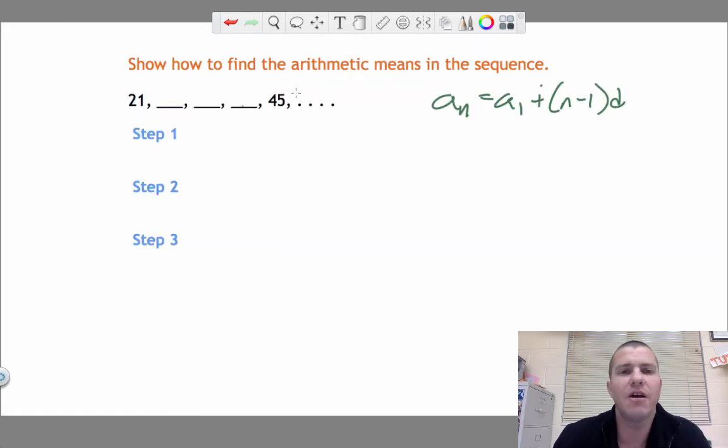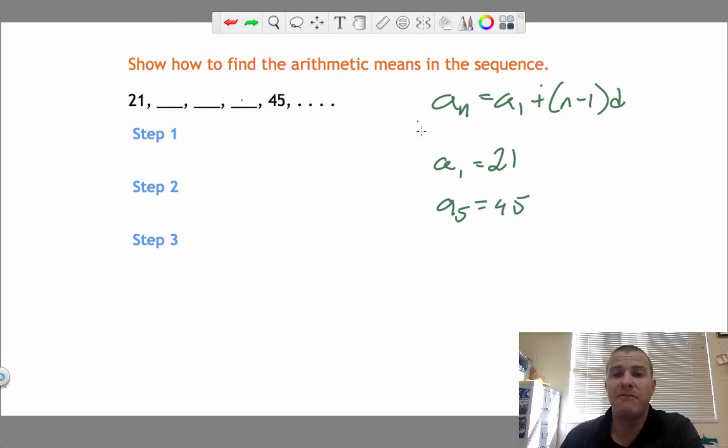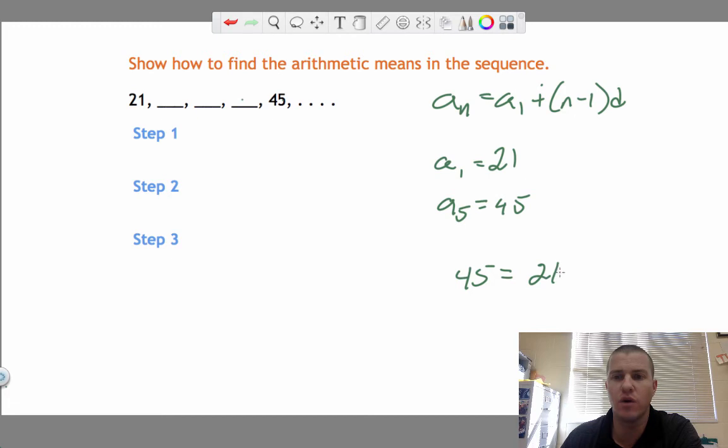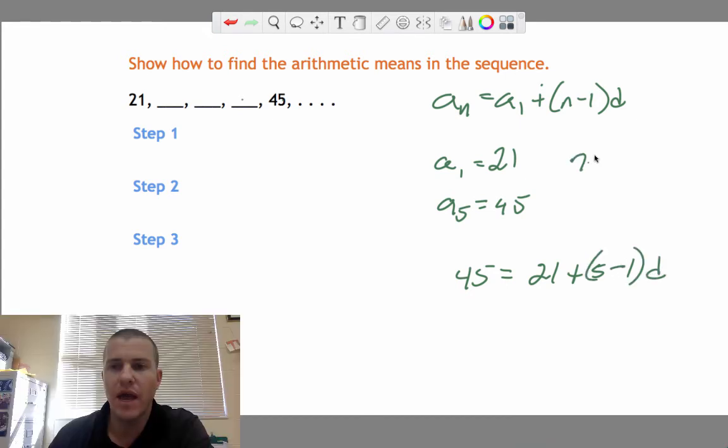So in this one, you're finding the arithmetic means in the sequence, which means you're finding the missing terms basically. What I know is I know a sub 1 is 21, and I know 1, 2, 3, 4, 5, a sub 5 is equal to 45. So by knowing that, I can find the common difference. So I'm going to plug a sub 5 in for a sub n, which is going to be 45 equals a sub 1, which is 21, plus, and this is a sub 5 or the fifth term, so I'm going to plug 5 in for n. So n is equal to 5 there.